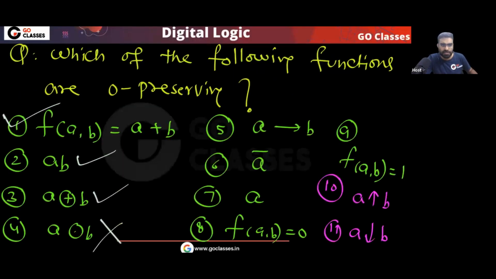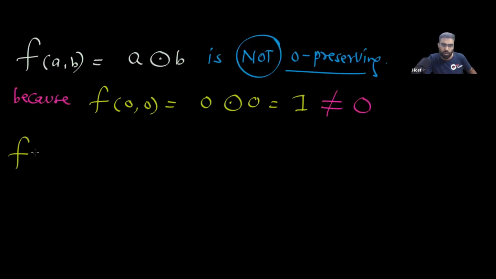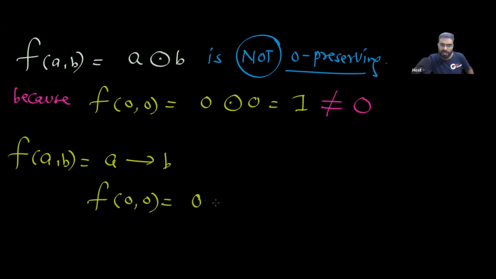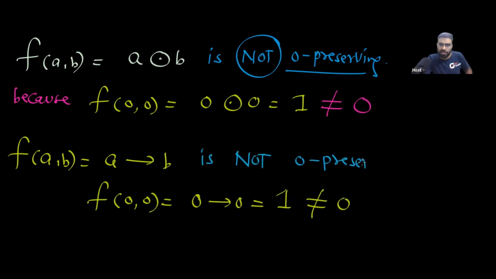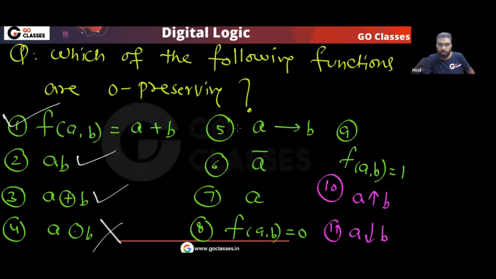Okay, what about the implication? This is also not zero preserving. Look at this function a implies b. Because if I replace all the variables by 0, then that will be 0 implies 0, and that is actually 1, which is not 0. So this is also not zero preserving. You can see if I replace all the variables by 0, you are not getting 0.